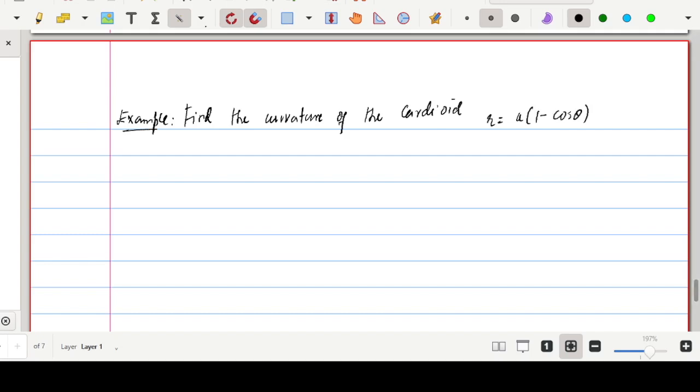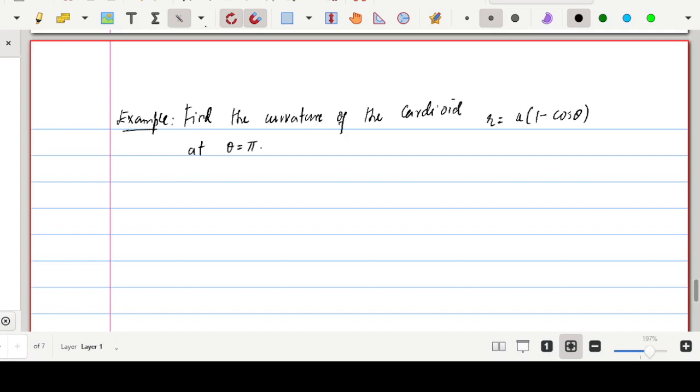Now let's take one example in terms of the polar coordinates and evaluate the curvature of that curve. So this shall be our example number 3. Find the curvature of the cardioid. और cardioid की इक्वेशन इस तरह से दी जाती है, r is equal to a into 1 minus cos theta. This is the equation of cardioid, and we will find its curvature at theta is equal to, suppose, pi.